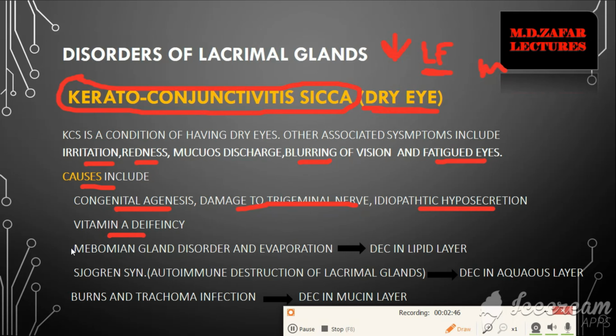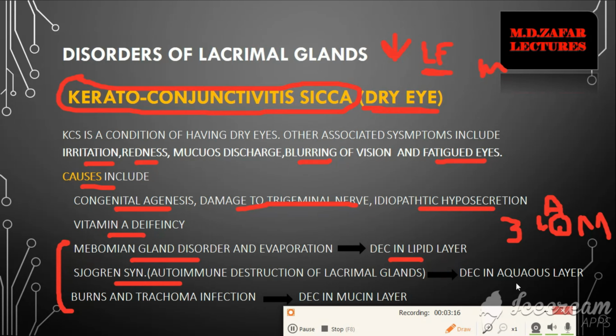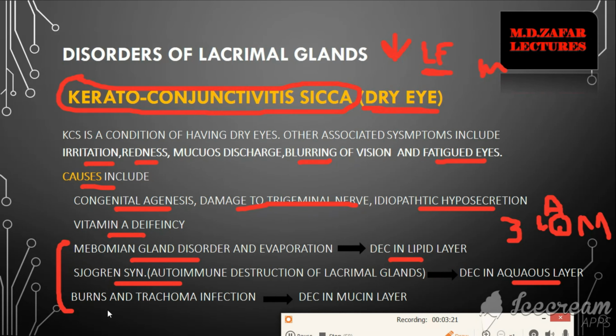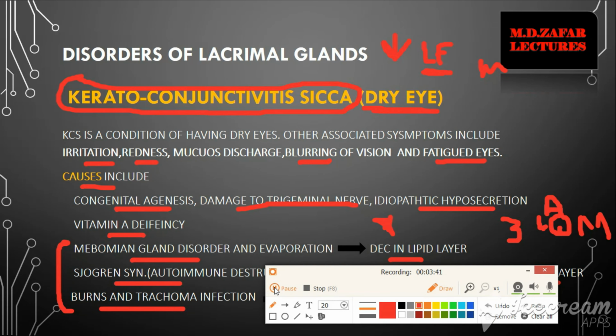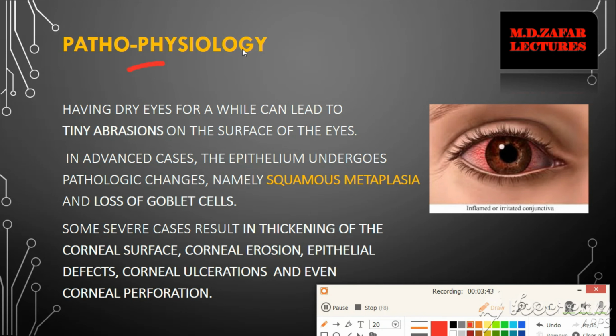Now we will talk about 3 specific conditions which specifically reduce a specific layer of the tear film. If the meibomian glands are affected, they will decrease the lipid layer. If autoimmune destruction by Sjögren's syndrome occurs, it will reduce the aqueous layer, and if burns or trachoma infection occur, it will reduce the mucin layer.